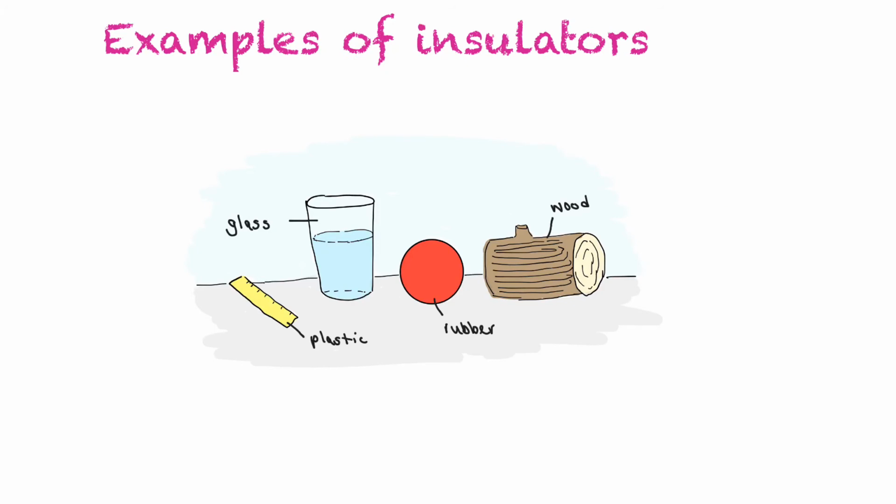Some examples of insulators would be glass, so not the liquid in the glass, but the glass itself, plastic, rubber, and wood. These are all examples of insulators, and there are many more examples as well that you'll be learning about as we learn about the electrostatic series.